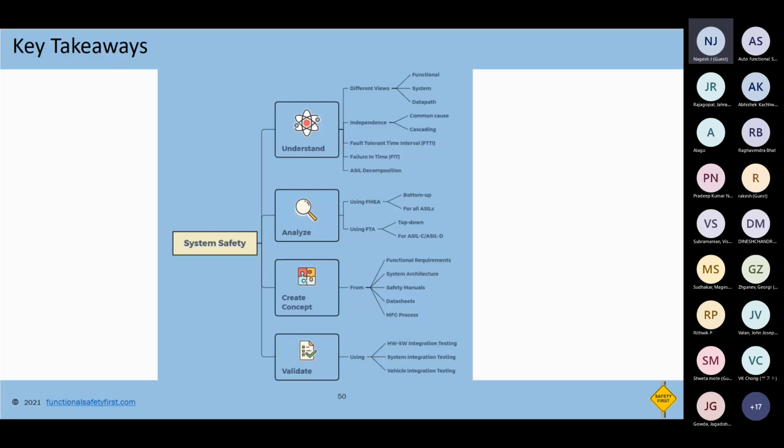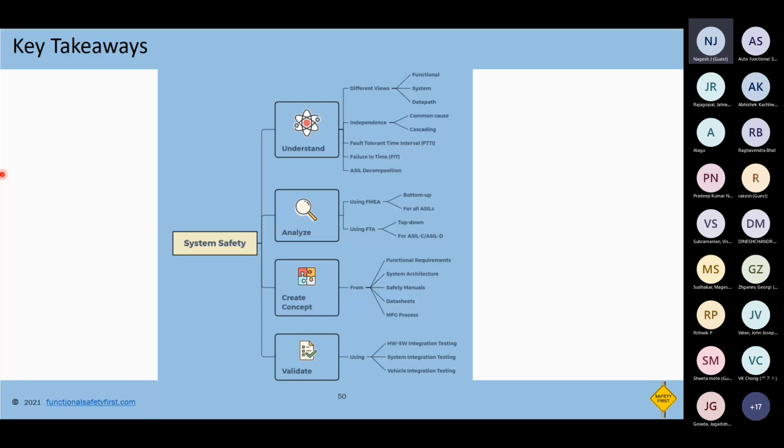Then there are the key concepts in functional safety, which is independence, which consists of common cause and cascading. Cascading is the freedom from interference aspect. And then there is the fault tolerant time interval, the FTTI, and as well the fault handling time interval, FHTI. Then the failure in time. Even though I say failure in time, it is actually the hardware metrics, which consist of the failure in time, the single point fault metric, and the latent fault metric. And then we also have to understand what is meant by ASIL decomposition.